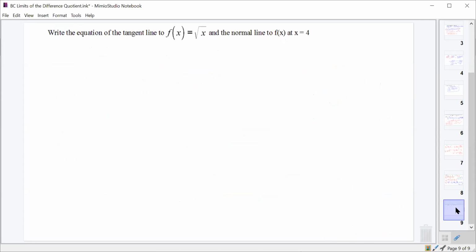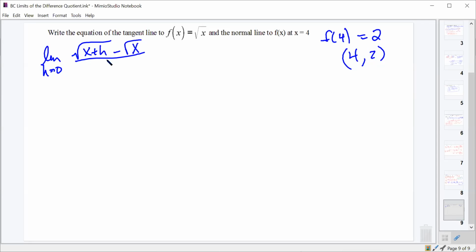All right. So same thing here. We want the equation of the tangent line and the normal line for this one for f of x at x equals 4 with f of x equal to root x. So first off, the point is 4 comma f of 4. F of 4 is 2. So we're looking at the point 4, 2. And we want to find the limit as h approaches 0 of f of x plus h minus f of x over h. And that's 0 over 0. So how are we going to simplify that down?